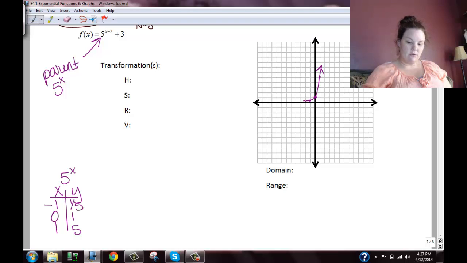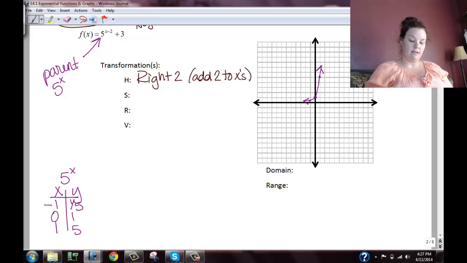Asymptote at y equals 0, and it's an increasing function. So now let's identify what transformations have happened. I have a -2 in the exponent. If it's in the exponent, it's affecting the x variable. X's are backwards from what we think, so this is actually going to move us right 2, which means I need to add 2 to my x's.